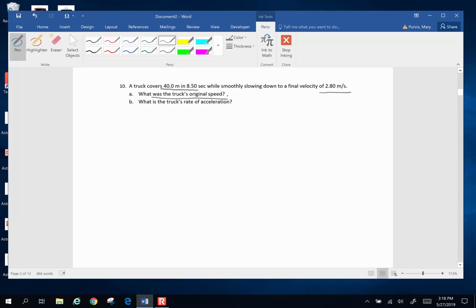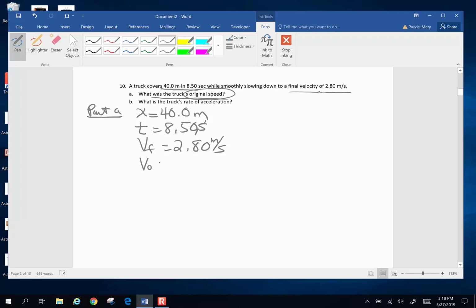So let's write down what we know. We're going to start with part A, and we have a displacement of 40 meters, and it covers that 40 meters in a time of 8.50 seconds, and it has a final velocity, V final, of 2.80 meters per second, and the question is, what was the truck's original speed? Vo is question mark.